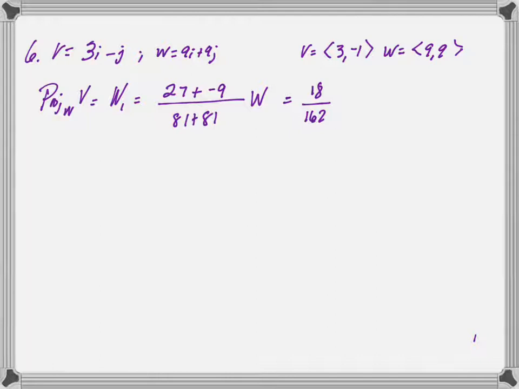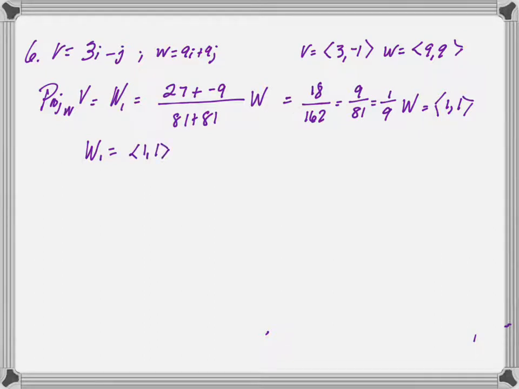So that would be, let's see, simplify that, right? 9 over 81. And that can be 1 over 9, right? Is that right? 1 over 9 times W, which is equal to 1, 1. Good vector. So W1 is equal to 1, 1.